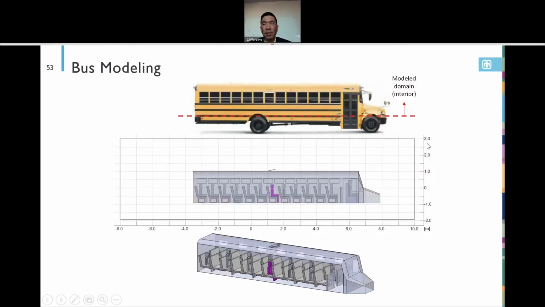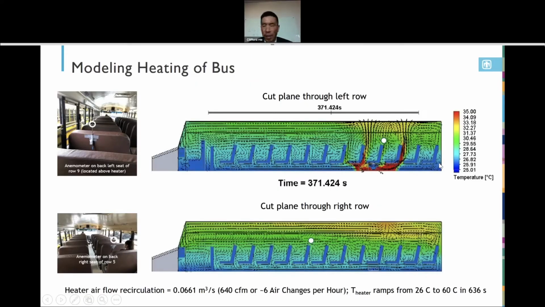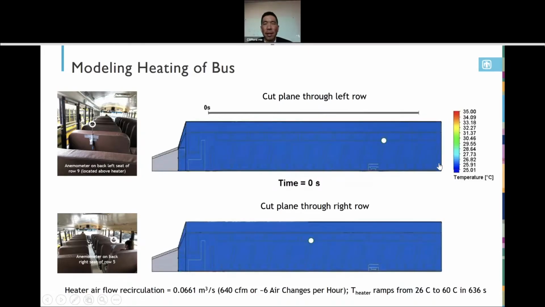And we modeled the bus using our CFD modeling approach. We had students at every other seat. And for the exposure test, we also had an infected individual. I'll talk about that later. But for the validation of the characterization, comparison to the actual testing we did, these show simulations. On the top is a cut plane through the left row of seats, and then the bottom is a cut plane through the right row of seats.